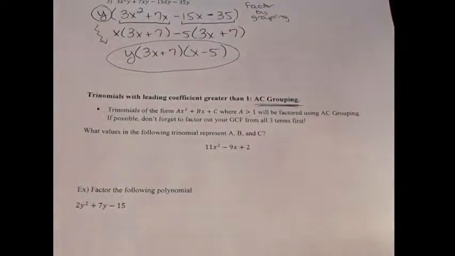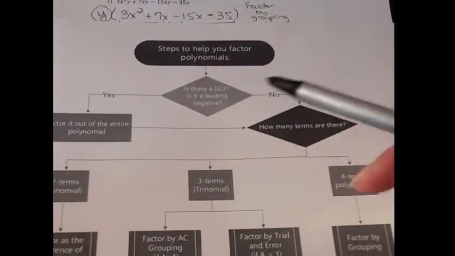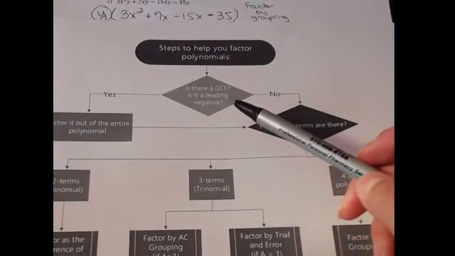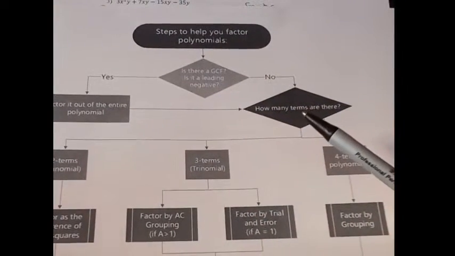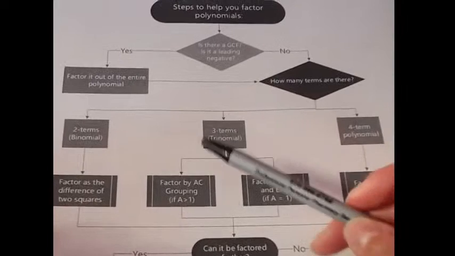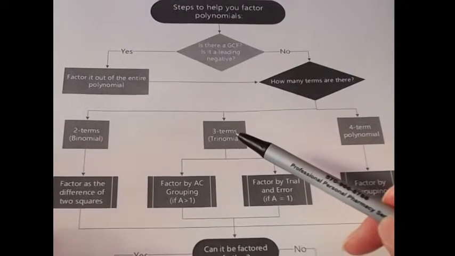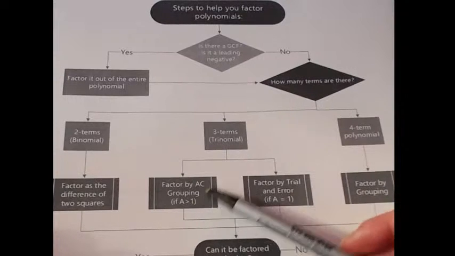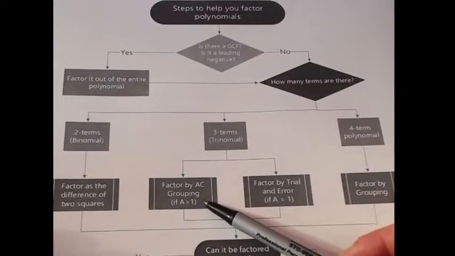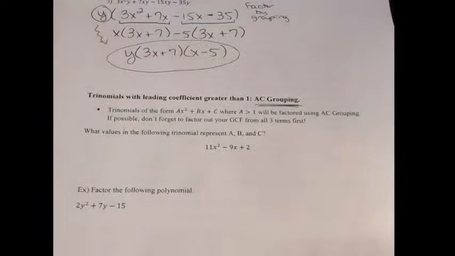Keep in mind the flow chart. We still start with, is there a GCF? If there is, you factor it out of the polynomial. How many terms are there? Then you're going to say, oh, I have 3 terms this time. It's a trinomial. And then you're going to say, is a greater than 1? Oh, it is. So I'm going to factor by using AC grouping. This is where we are right now in our flow chart.